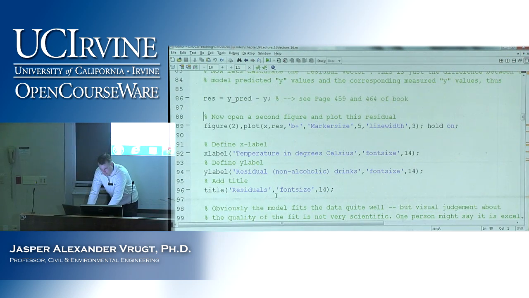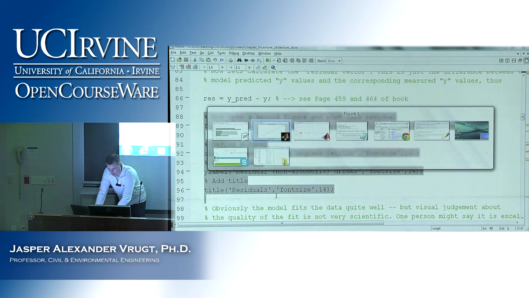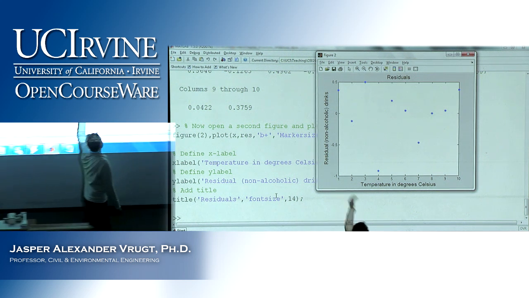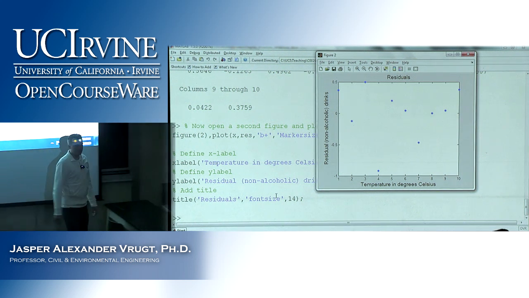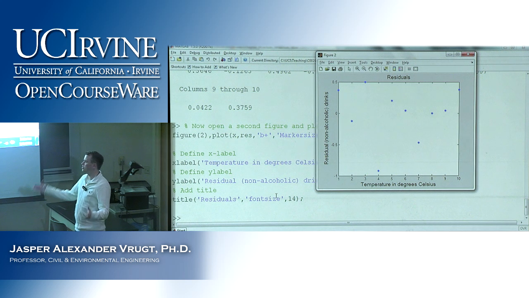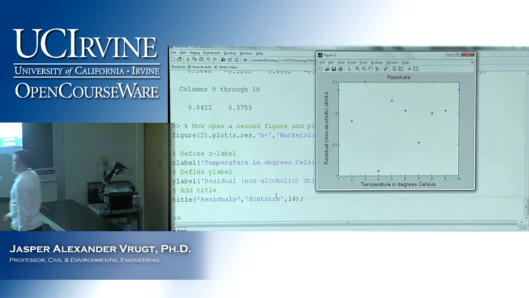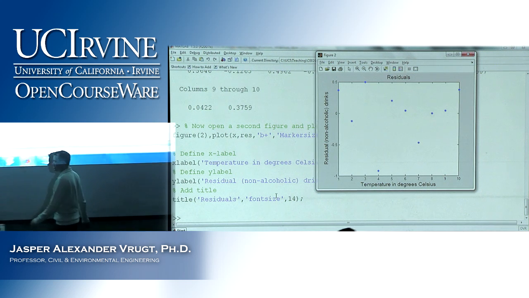And if you like, we can show the residuals here. We open another figure. So this is how the residuals look. Again, this is the temperature. This is the residual. And what you see is that it's not zero, so it's inconsistent. Yeah? Now, how can we summarize the residuals?